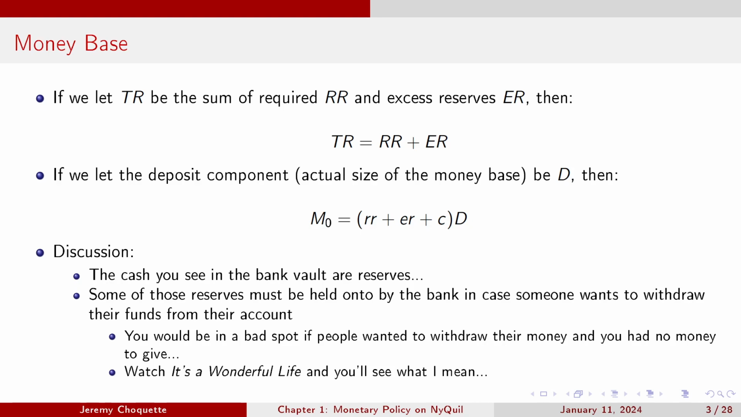Back in the day, some of those reserves had to be held on to by the bank in case someone wanted to withdraw funds from their account. Now, that has since changed. As of 2020, the Federal Reserve did away with the required reserve requirement, and now it's just reserves. So think of it as RR plus ER. It's just R now.